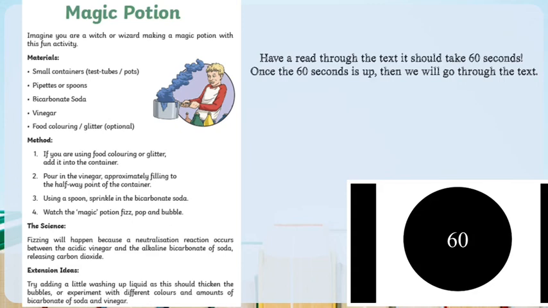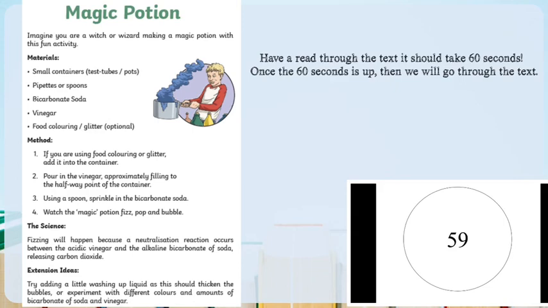So the text we're going to look at today is called Magic Potion. It should only take you 60 seconds to read this, so there's a little timer down in the bottom corner. Once that has finished, the alarm will go off, and then we will talk through some of the key vocabulary in there that you may have found tricky before we have a go at answering any of the questions.